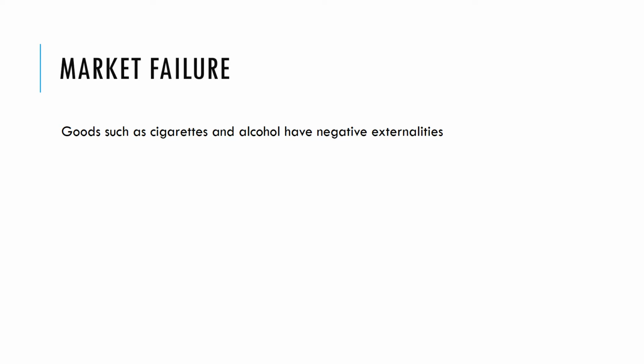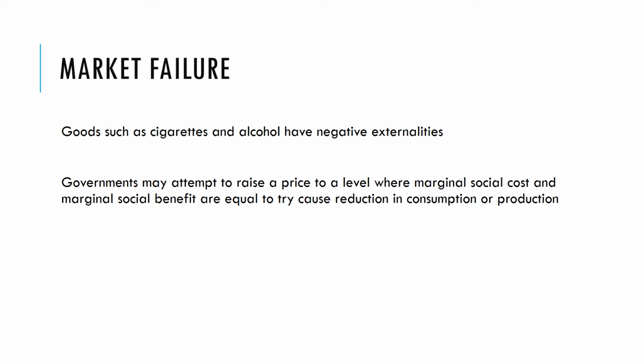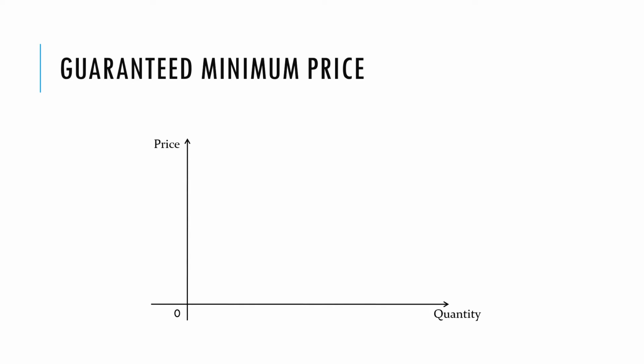So goods such as cigarettes and alcohol have negative externalities. Governments may attempt to raise the price of these things to a level where the marginal social cost and the marginal social benefit are equal, to try and cause a reduction in consumption or production. Now this is often called a guaranteed minimum price scheme, and this is the way in which it works.